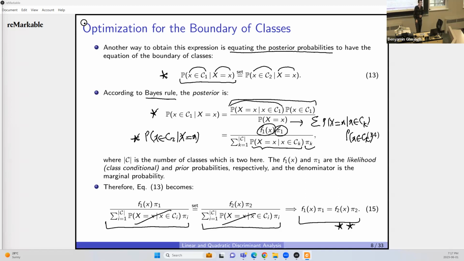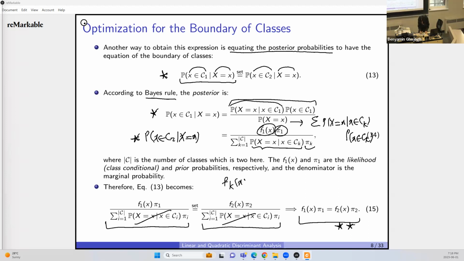Now, when I say argmax, which class maximizes F_k(x) pi_k, it means that for a given point x, I want to see which class maximizes the posterior. And what is the posterior? The probability of belonging to that class. That's why I'm taking maximization, because I want to know which class has the maximum posterior for that point. Given the point x, this is the probability of belonging to class k. F_k(x) pi_k is equal to P(x belonging to C_k given x) with some constant scale, which I ignore.